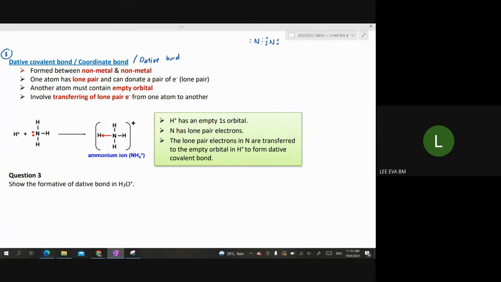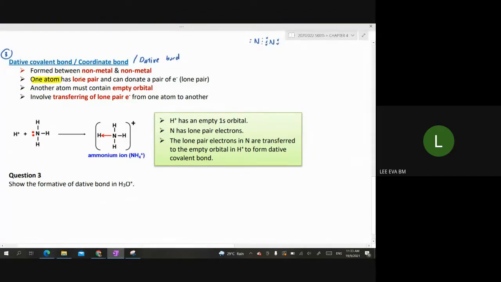Okay, so let's look at the points over here. Yes, it forms between non-metal and non-metal, exactly like covalent bond. But now, one of the atoms has a lone pair. This is an important keyword, madam highlighted.